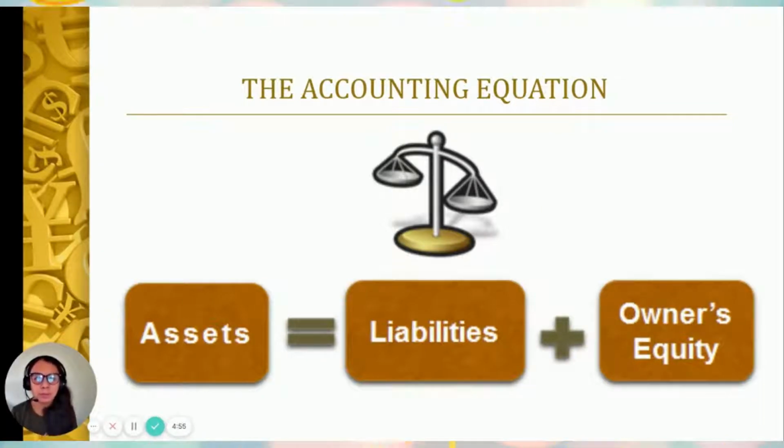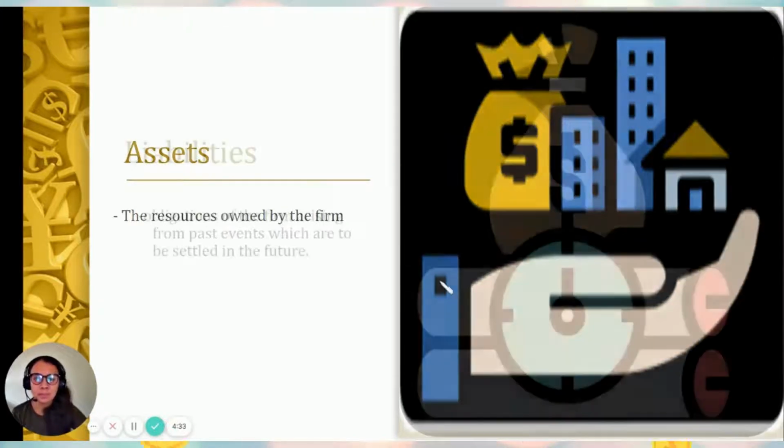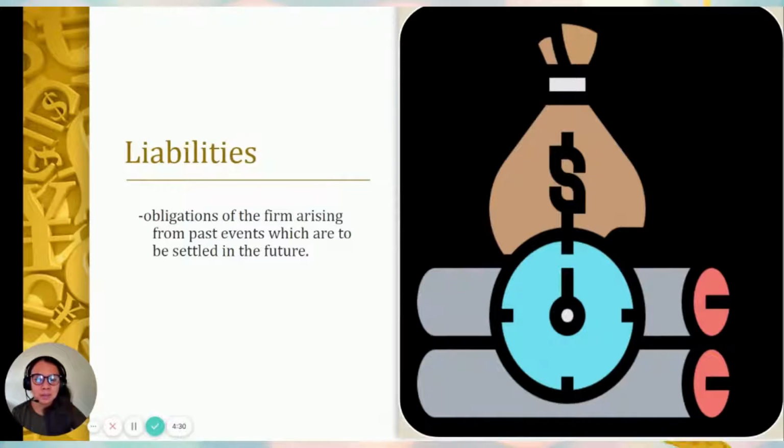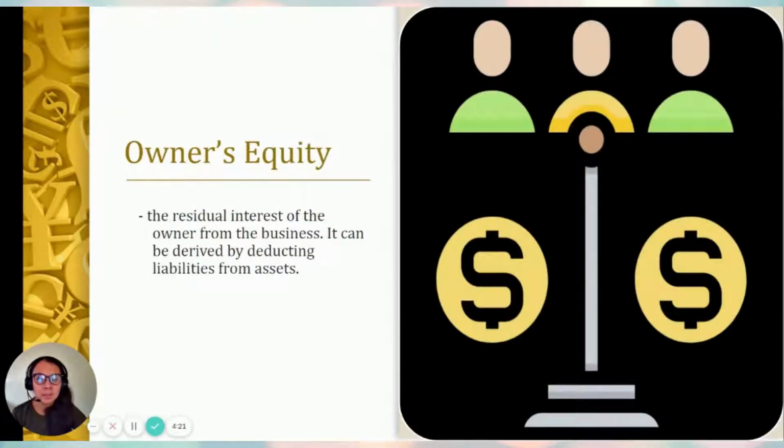First, let's have a quick review of the things that we studied in the previous videos. The first one is the accounting equation. The accounting equation is assets is equal to liabilities and owner's equity. We also talk about 5 types of major accounts, and the first one is the assets. Assets are resources owned by the firm. Liabilities are obligations of the firm arising from past events which are to be settled in the future. Owner's equity is the residual interest of the owner from the business. It can be derived by deducting liabilities from assets.